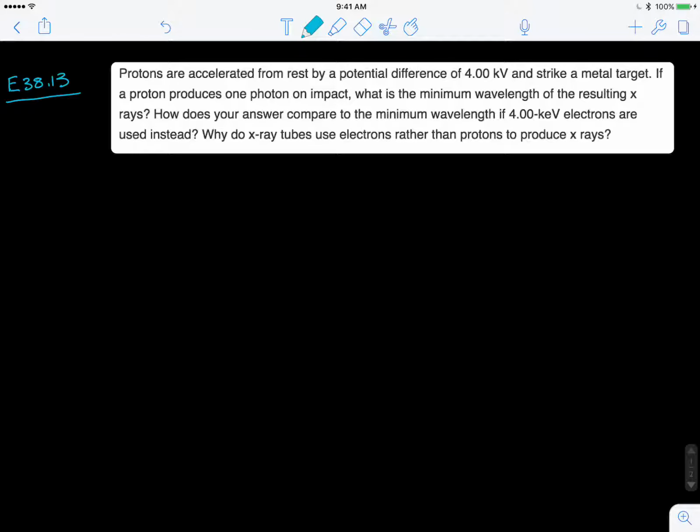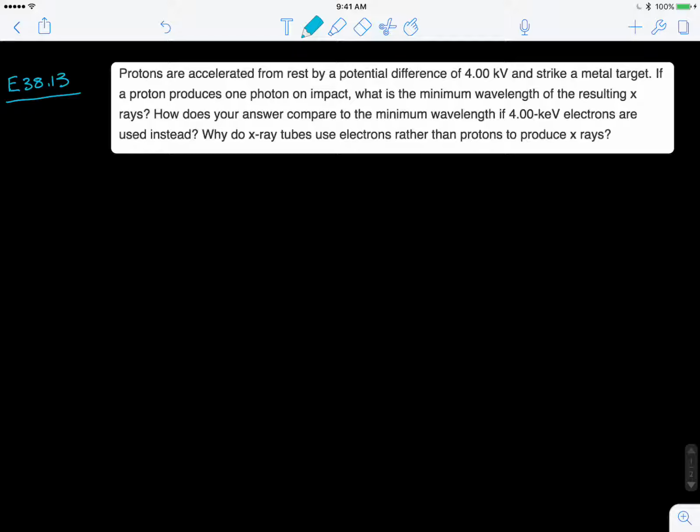So in this problem, we have protons accelerated from rest by a potential difference of 4.0 kilovolts that strike a metal target. If a proton produces one photon on impact, what is the minimum wavelength of the resulting X-rays? How does your answer compare to the minimum wavelength if 4.0 kilo electron volt electrons are used instead? And why do X-ray tubes use electrons rather than protons to produce X-rays?